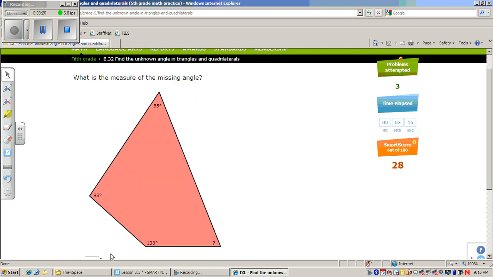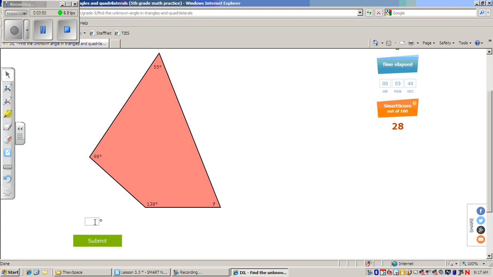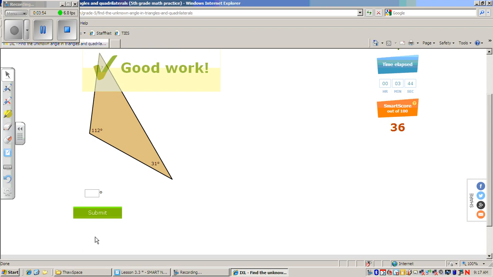Okay, so let's try this last one together here, and we're going to add up all of our degrees. I have 138, 98, and 55, and that gives me 291. So now I need to find the difference between 360 and 291. And I'm going to say that's about 69 degrees if I add them and subtract it from 360. I'm going to say that is 69 degrees. And I did great. So awesome.